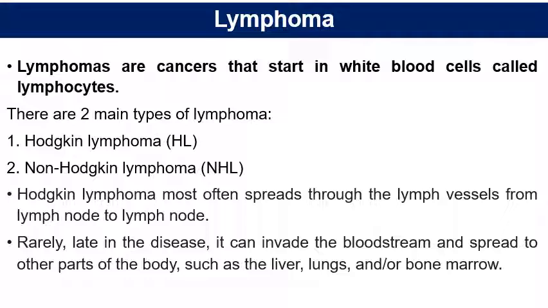Now let us see in detail about the cancer disease, lymphoma. What is lymphoma? Lymphomas are cancers that start in white blood cells called lymphocytes. As mentioned earlier, there are two types of lymphomas possible: Hodgkin lymphoma and non-Hodgkin lymphoma, in short HL and NHL. Hodgkin lymphoma most often spreads through the lymph vessels from lymph node to lymph node. Rarely, late in the disease, it can invade the bloodstream and spread to other parts of the body such as the liver, lungs, and or bone marrow. So we have two types of lymphomas, Hodgkin and non-Hodgkin lymphoma.